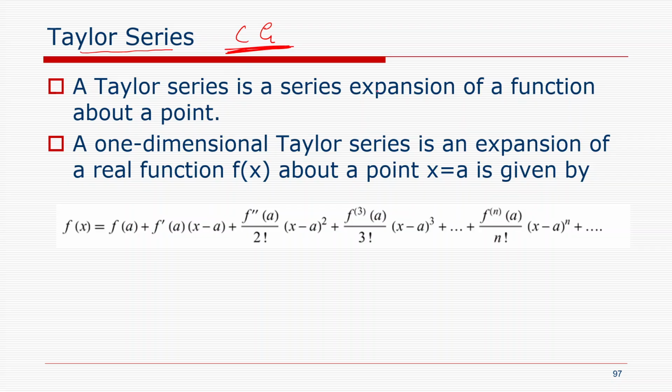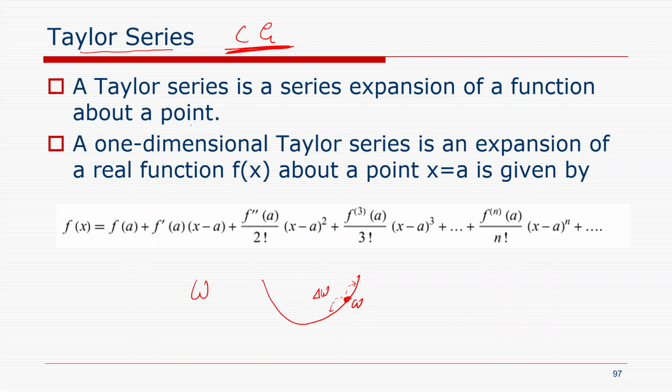A Taylor series is a series expansion of a function about a point. A one-dimensional Taylor series is an expansion of a real function f of x about the point x equal to a. For example, say we have updated the weight in the neural network, W. I am here, and I know my W is this one. Now I should think about whether I have to take a step this side or this side. That is delta W. I should know whether we have to go this side or this side.